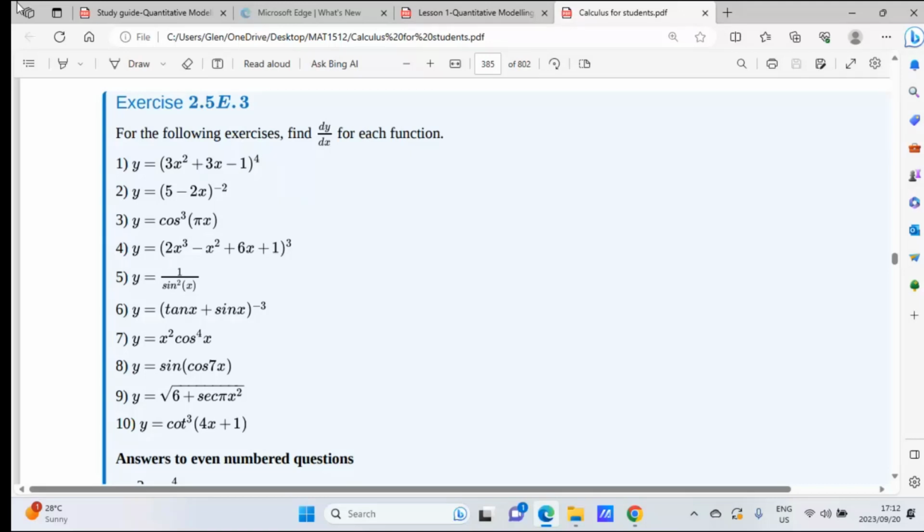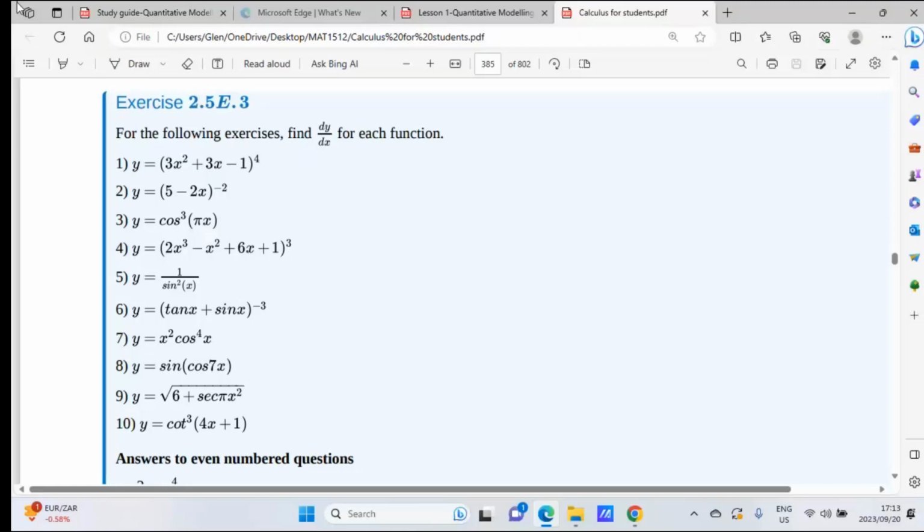Pi sec squared pi x times 10 pi x, open bracket, 6 plus sec squared pi x, close bracket. Then we close this bracket. Yes, sir.